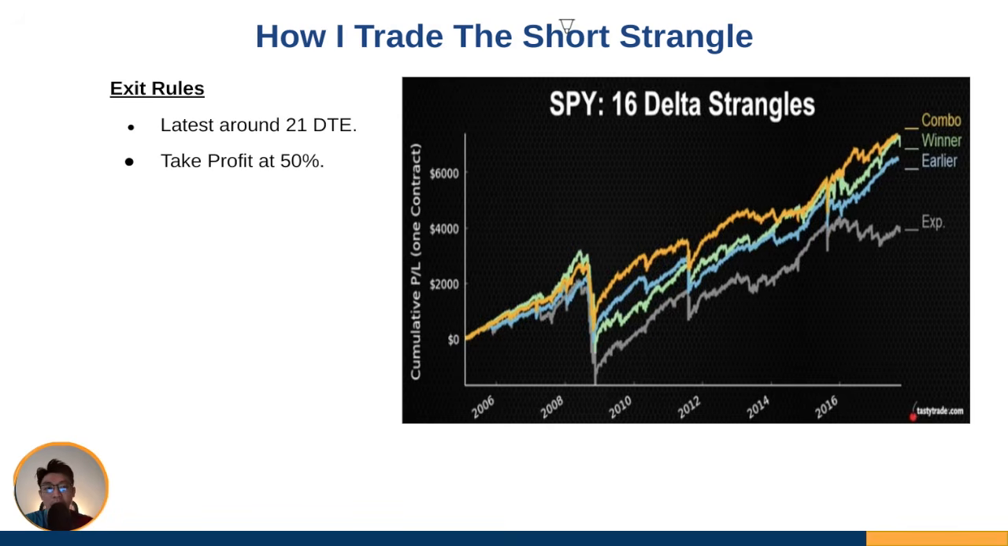And as you can see down here, this is the study done by the Tasty Trade team on the different management styles as well. In the previous table, I showed you just the 21 DTE as well as the expiration. Now for this, they have two other management styles. The first one is the combo, which is basically 50% take profit or 21 DTE, whichever comes first. The winner is basically 50% take profit or expiration. And the earlier one is basically managing at 21 DTE, which means you exit at 21 DTE. And finally, the last one is to exit at expiration. As you can see, as long as you do not exit your trade at expiration, you tend to have better results if you choose one of the other ones.